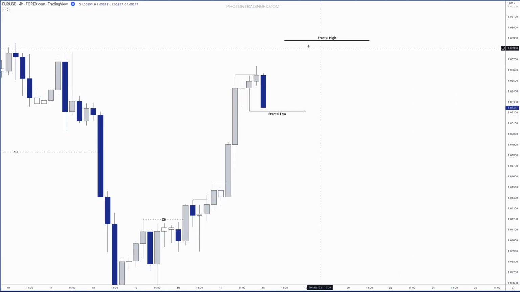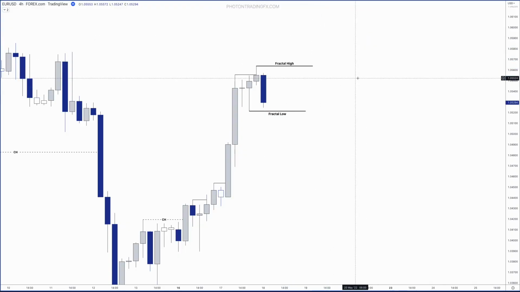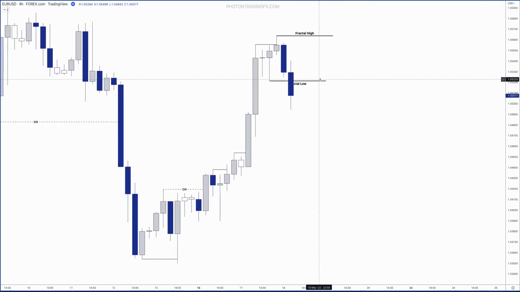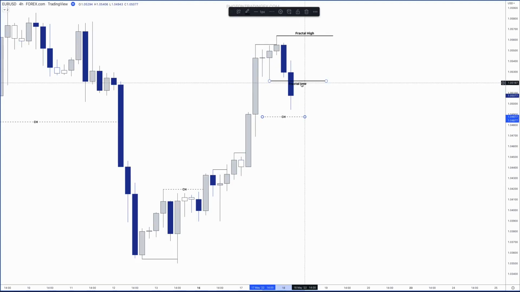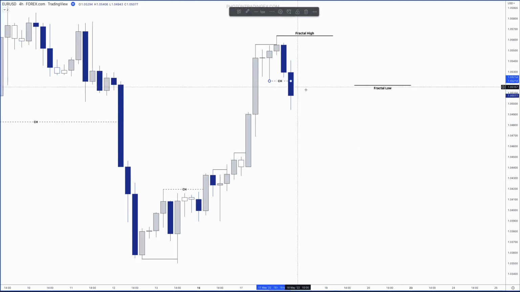So now we have a pullback. So now we can define that that's our fractal high because it failed to break the previous candle's high. See what happens next. And then we break structure to the downside, right? We break the fractal structure to the downside. So what is that? That's a change of character, because when the fractal structure changes trend, that's what we call a CHoCH, right? Change of character, okay?